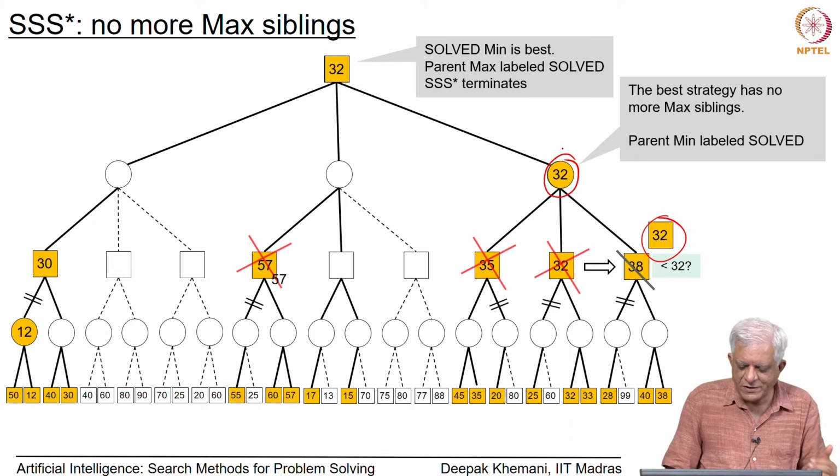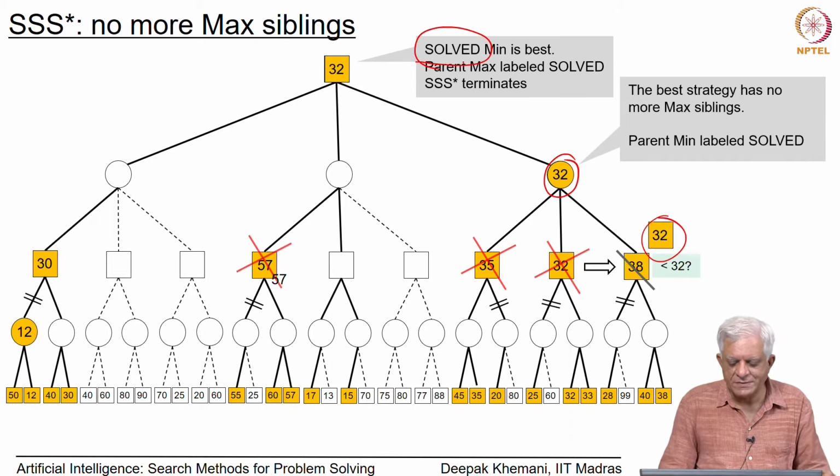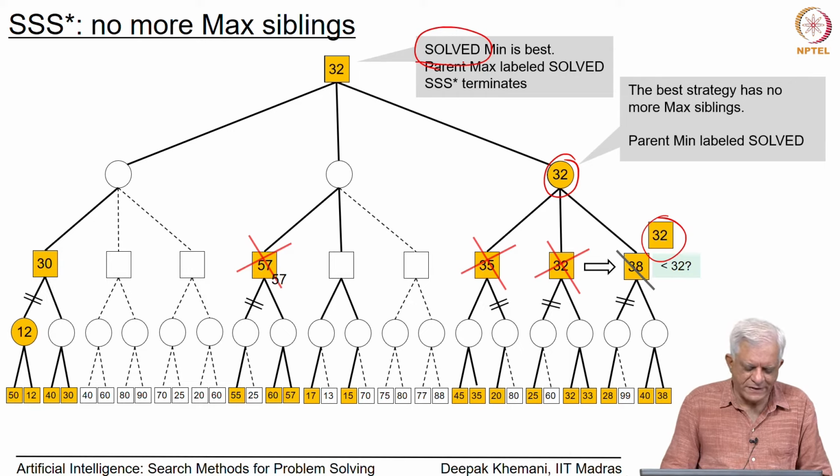So, the parent now is fully solved, the root is completely solved, and remember that the termination criteria was when the root is solved and it is at the head of the priority queue. When will it be at the head of the priority queue? When it is a best strategy.